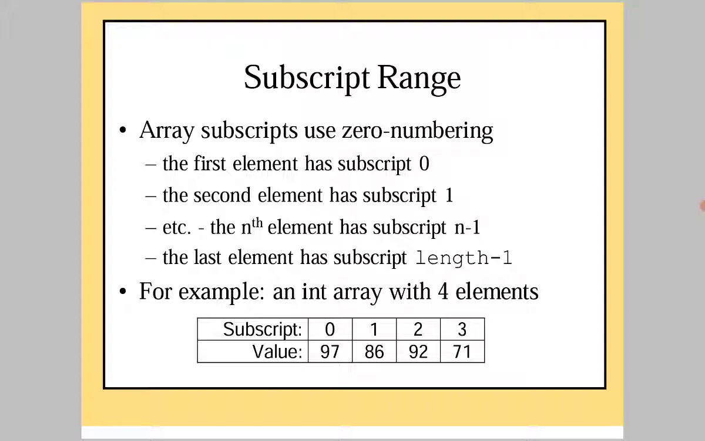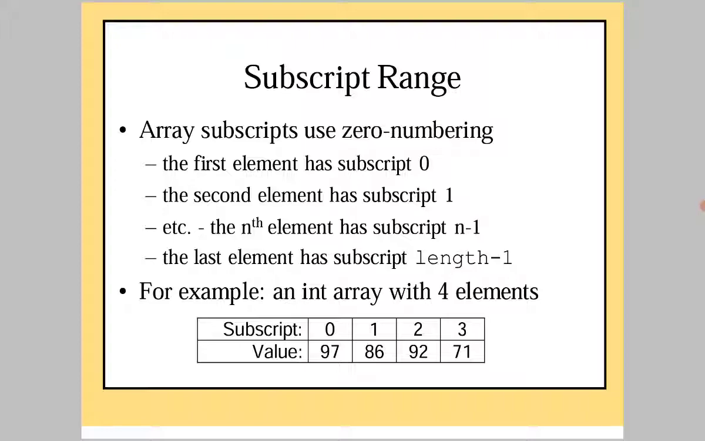So for example, int a of 5 means it is a one-dimensional or single-dimensional array with 5 elements, and the subscript values run from 0 to n minus 1, where n is the maximum size of the array, that is 5. So 0 to 4.